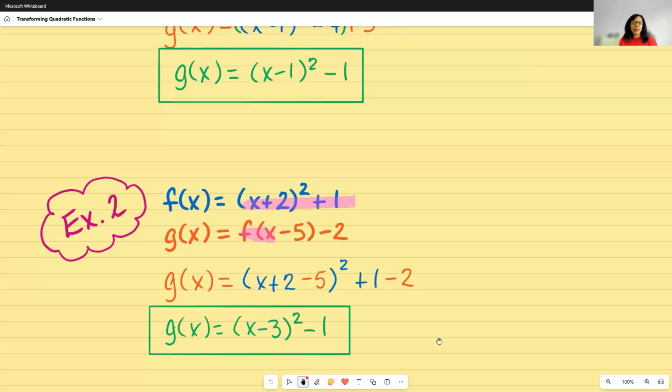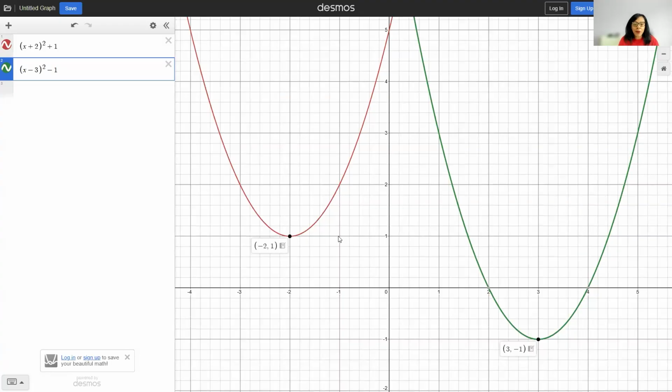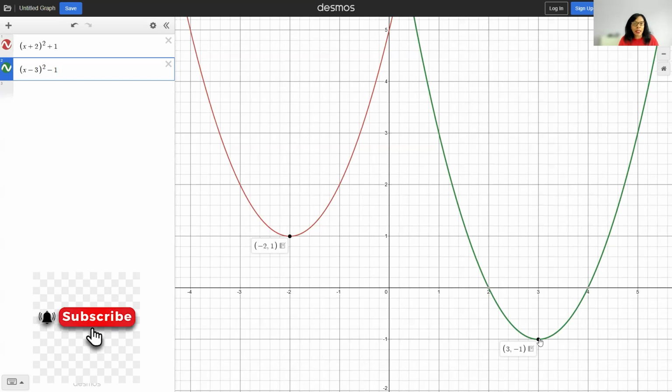I do want to show you in Desmos what that would look like. I want to go from -2, 1 as a vertex, and then I want to move over to the right 5, and then down 2. Going to the right 5, 1, 2, 3, 4, 5, and down 2, 1, 2. That is my new vertex for my new function. This is how you can actually verify in Desmos.